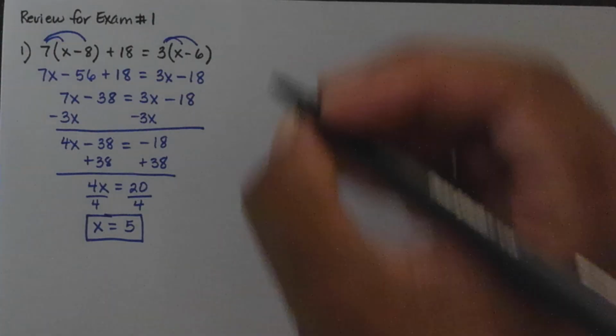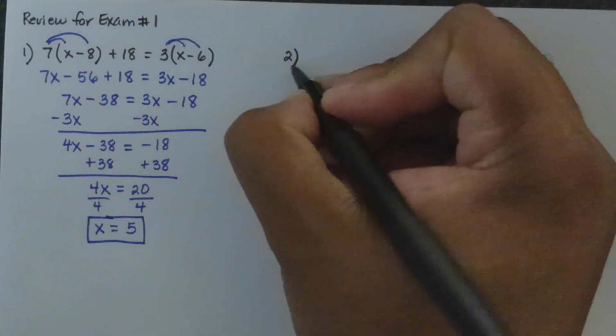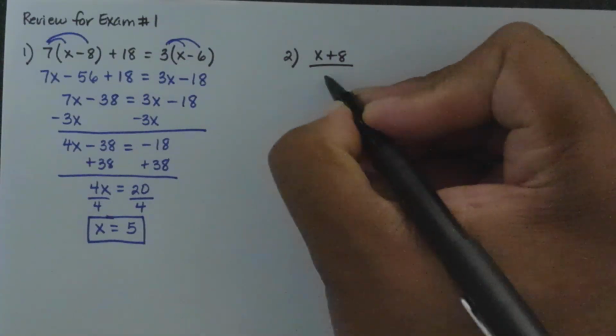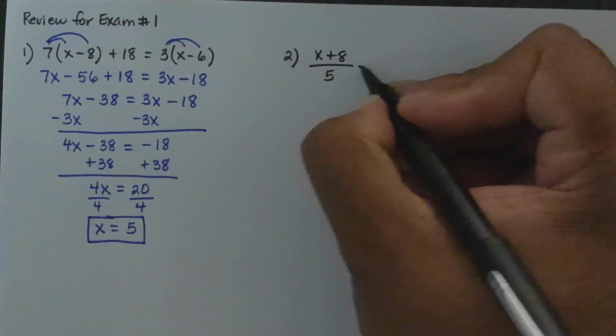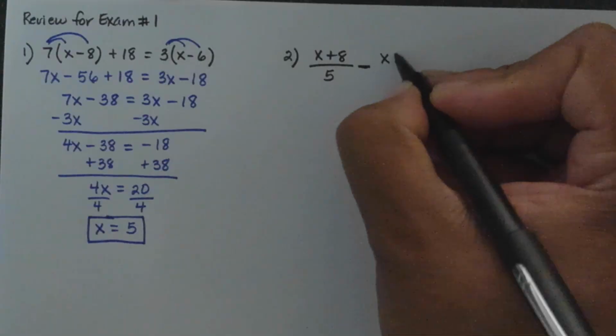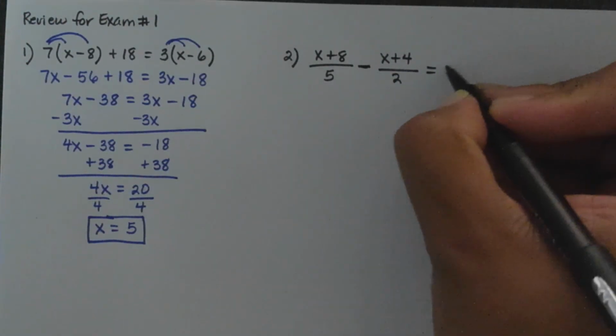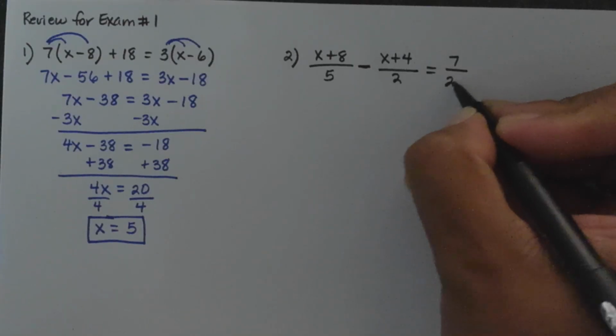All right, number 2. Here we got x plus 8 divided by 5 minus x plus 4 divided by 2 is equal to 7/20.